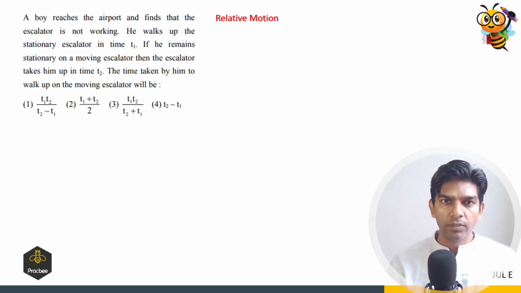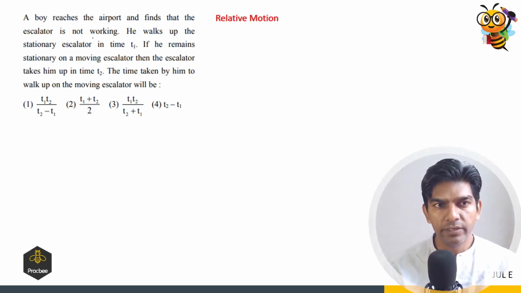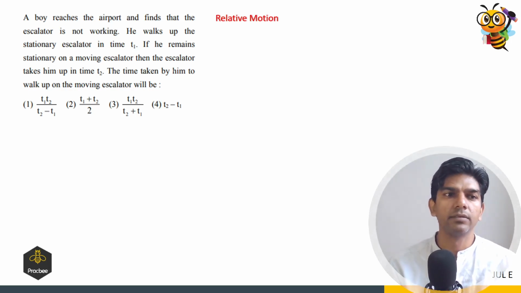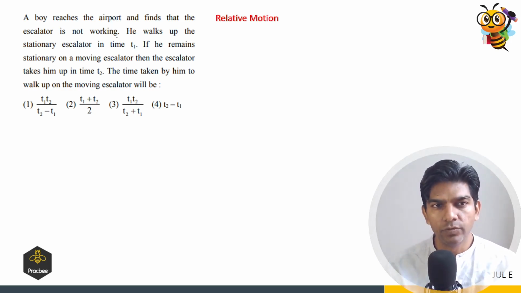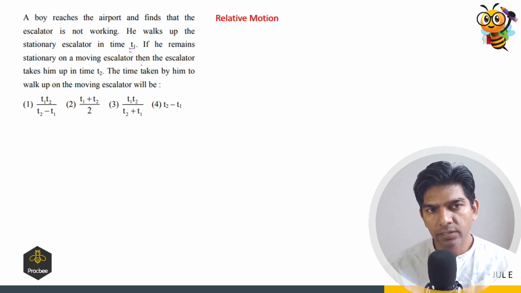Right. Now let us see this question. A boy reaches the airport and finds that the escalator is not working. He walks up the stationary escalator in time t1. If he remains stationary on the moving escalator, then the escalator takes him up in time t2.